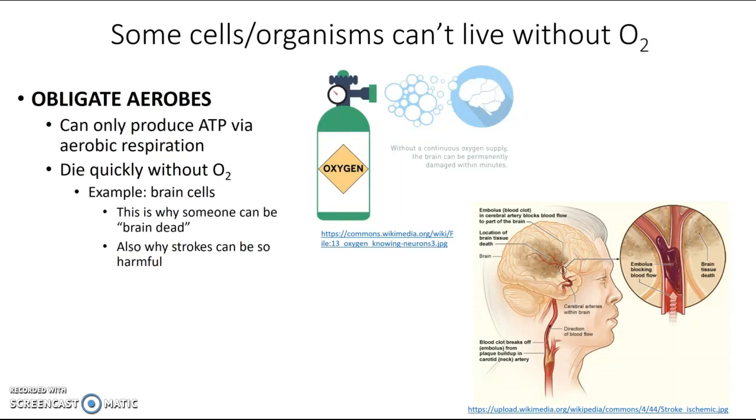So the rest of the body might be able to keep living, but those brain cells would die. And depending on what that part of the brain controls, whether it's speech or movement or balance, that functionality might be lost in that person if those cells completely die. So these obligate aerobes are cells and organisms that really, really need oxygen.